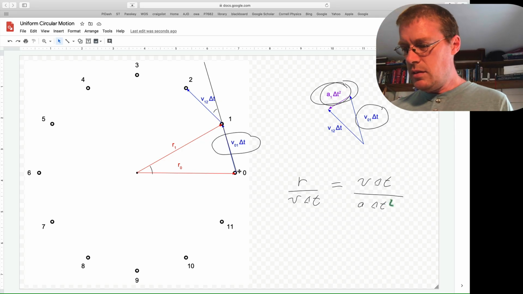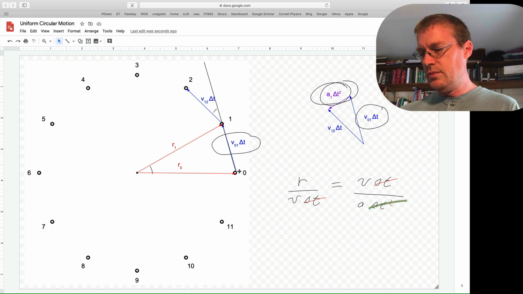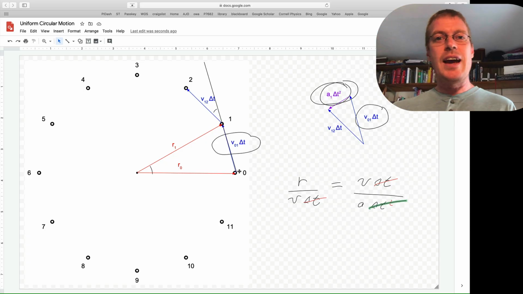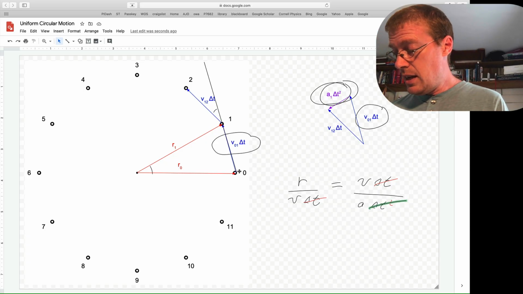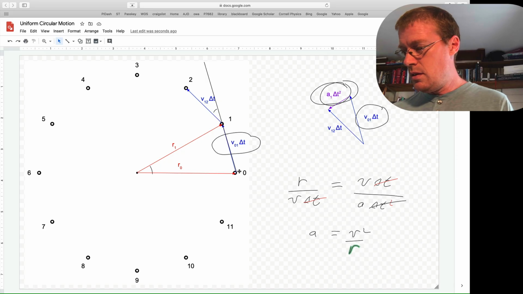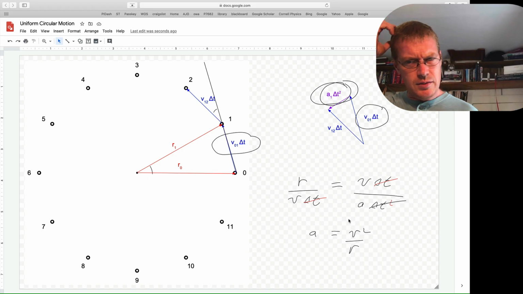Well, miraculously, the delta t's all cancel, and we're left with a simple expression, usually written as a equals v squared over r. So the magnitude of the acceleration for uniform circular motion is simply the square of the velocity, or the square of the speed, divided by the radius of the circle. All right, let's think about this for a second.